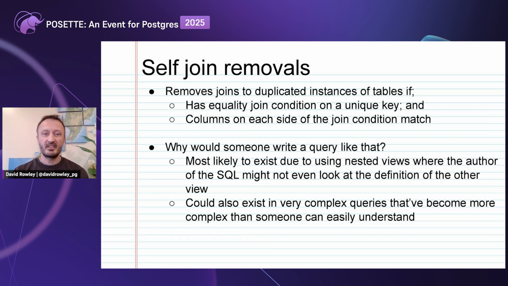This applies when there is an equality condition joining the two tables, and that equality condition effectively has the same column on either side of the condition. And there's also some kind of unique index to ensure the join doesn't cause duplicate rows.